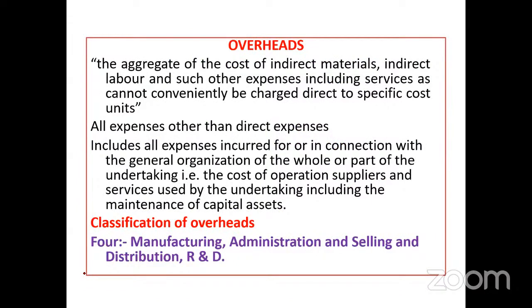So by taking the aggregate of indirect expenses, as we have already discussed, there are 5 types of overhead. What are those 5 types of overhead? Sir, factory overheads. Very good. Factory overhead, manufacturing overhead. Administration overhead, that is office and administration overhead. Selling overhead. Distribution overhead. Research and development overhead.